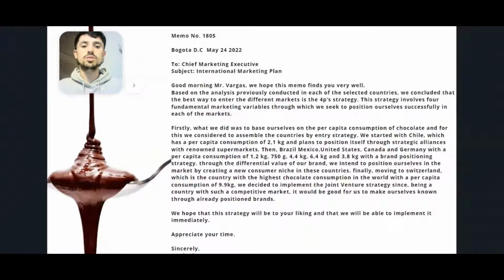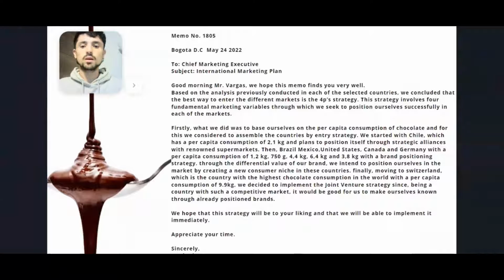Based on the analysis previously conducted in each of the selected countries, we concluded that the best way to enter the different markets is the four P's strategy. This strategy involves four fundamental marketing variables through which we seek to position ourselves successfully in each of the markets. Firstly, we based ourselves on the per capita consumption of chocolate, and for this we grouped the countries by entry strategy.